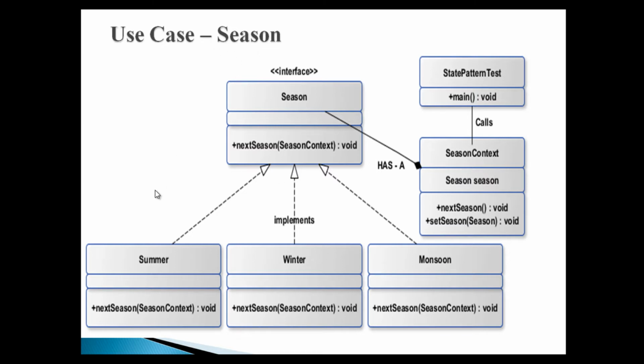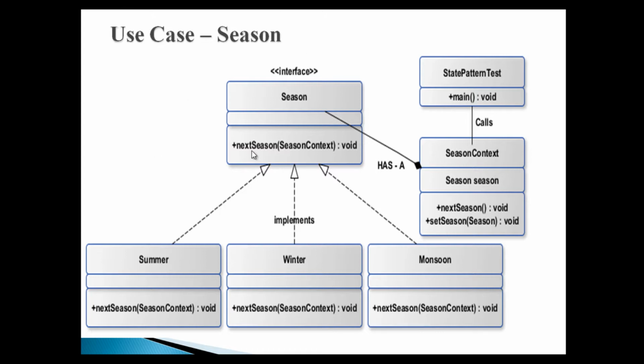There are various seasons such as summer, winter, monsoon, etc. Each season implements season interface and its next season method. Here, each season has its own order in weather cycle. Monsoon season comes after summer, winter comes after monsoon, and summer comes after winter, and so on.